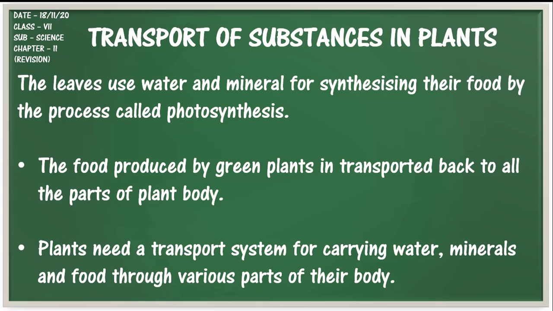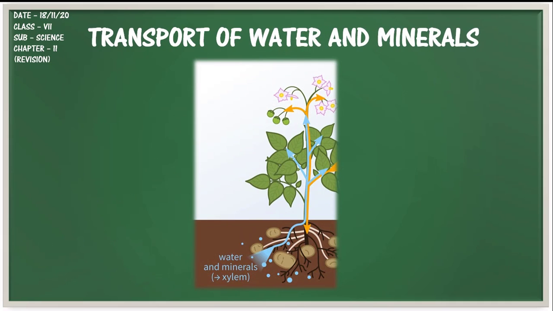of their body. Transport of water and minerals. Plant roots absorb the water and mineral from the soil. The roots possess root hair which increase the surface area of the root for absorption of water and minerals that is dissolved in the water.